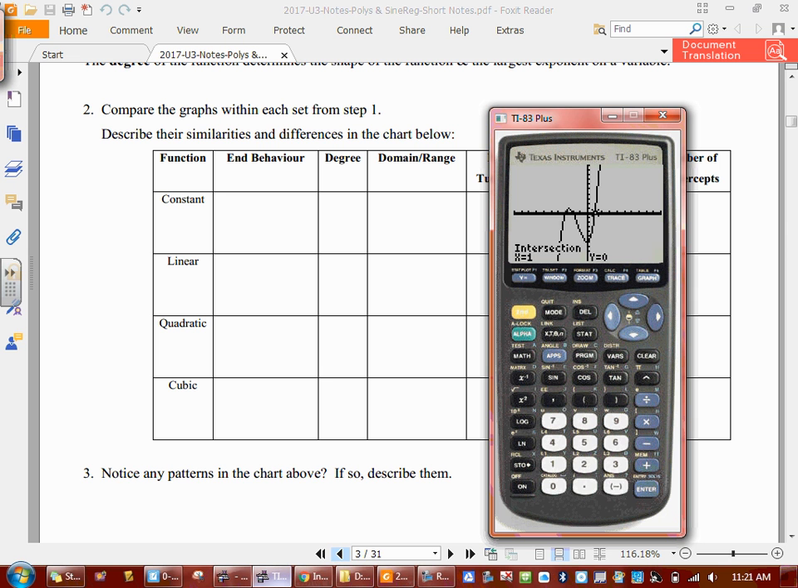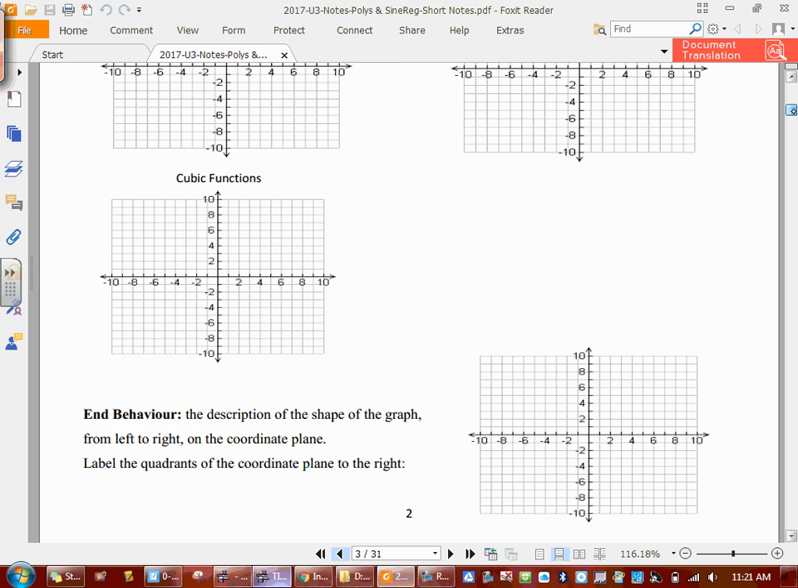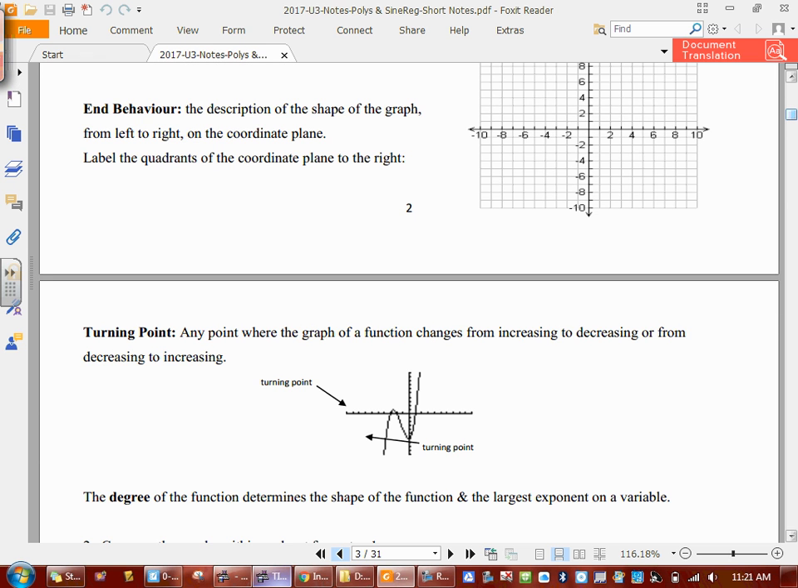Let's take a look and analyze these questions. So, back up to where we were. Okay, so we've got all of our cubics drawn. We're going to talk about end behavior here. It tells us the description of the shape of the graph from left to right on the coordinate plane. That's what it's talking about end behavior. Which way do the tails point? Where do they start? Where do they end? Label the quadrants. So we've got quadrant 1, which is our problem-solving quadrant. Then we go left. It always goes left. 2, quadrant 3, quadrant 4.